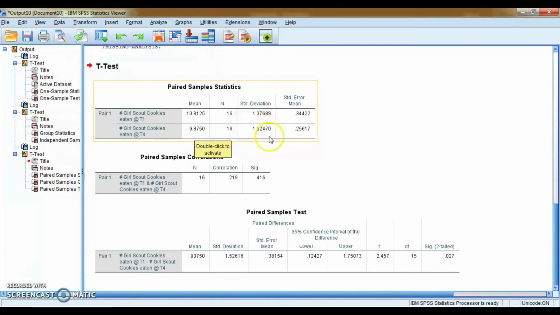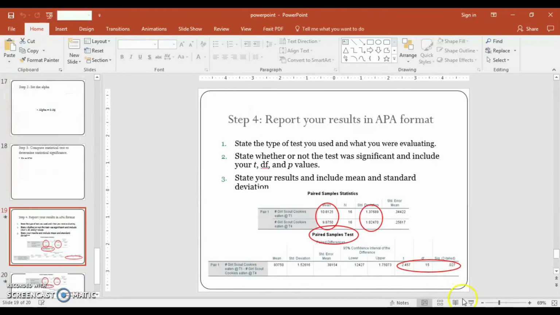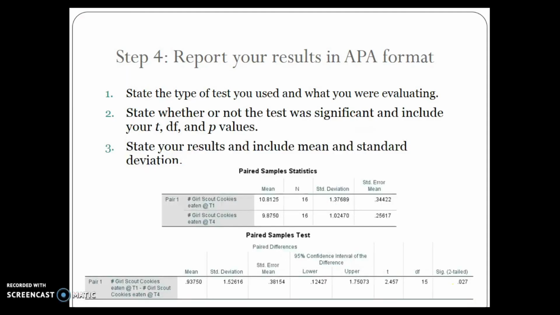We have our standard deviations here as well. So you scroll down to the paired samples t-test here, and you want to look for your t-value, your degrees of freedom, and your significance. Your eyes directed here should tell you that there is indeed a significant difference between the number of Girl Scout cookies eaten at time 1 and time 4. So all you have to do now at this point is write it up in APA format. So the procedures are the same that you've seen before.